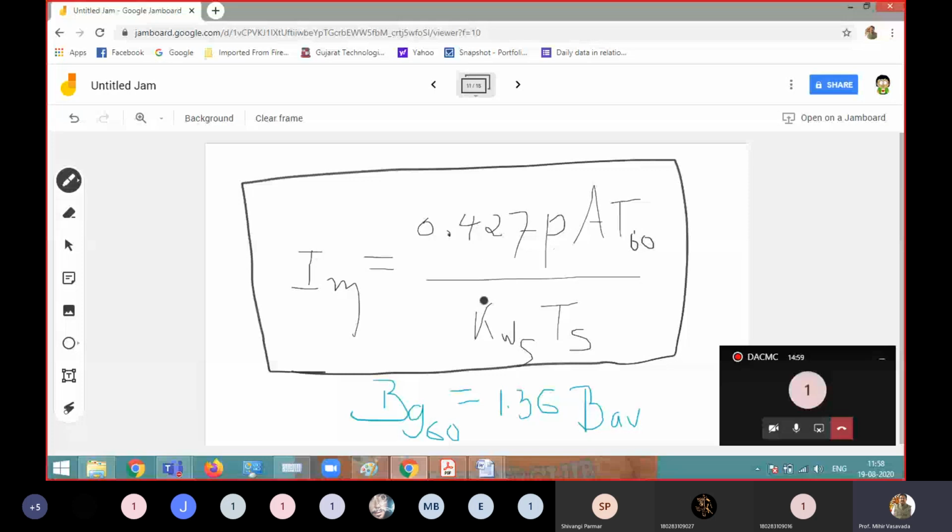Clear? Another concept: to find AT60, you need to find BG60. That is the gap density at 30 degrees from the pole axis, BG60, and it equals 1.36 B average. B average is generally given in the data, or we can calculate it, right? So write down these two equations. We are solving one numerical today, so just write down, then I will move to the numerical data. That data I am also writing in the chat box.